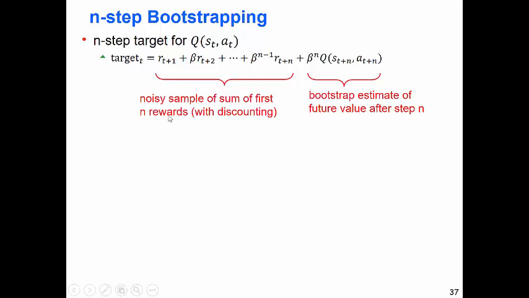And the idea is that you're going to pick a value n, and you're going to use the real rewards for the first n steps. Then you're going to terminate that with an estimate of the rest of the trajectory based on your Q function. Okay? So it's saying, I'm going to look at the next 3 rewards, and then I'm going to use the rest of my knowledge to estimate the rest of the rollout.